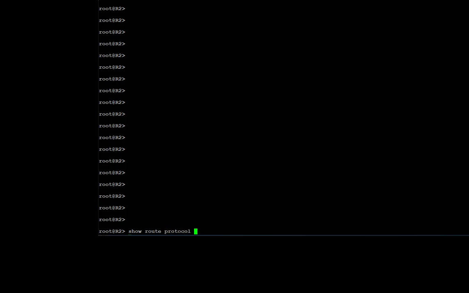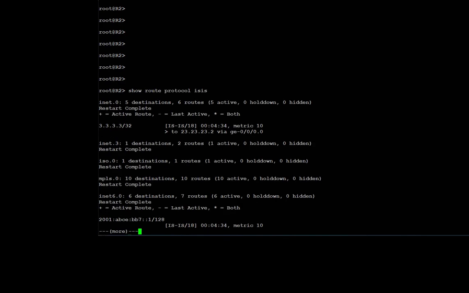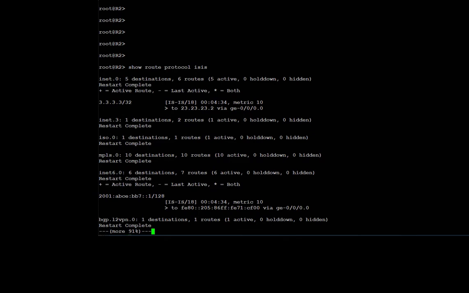Next, let's take a look at show route protocol isis. Here we see that the prefix 3.3.3.3/32 is learned via protocol IS-IS, and we know that the metric is 10, and the address 23.23.23.2 is the next hop of the connected interface via ge-0/0/0.